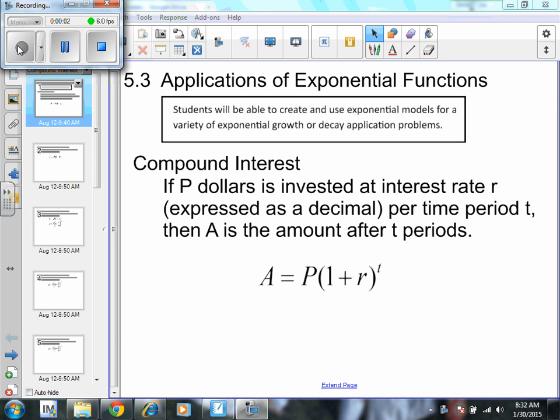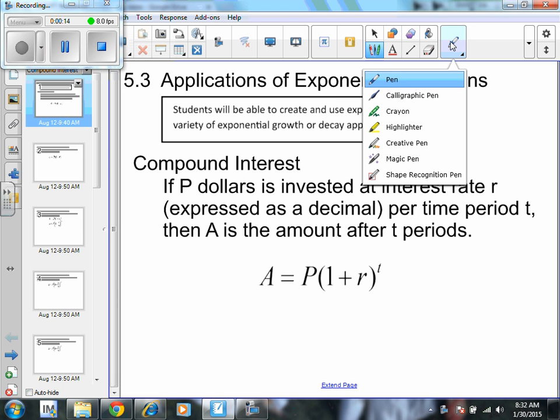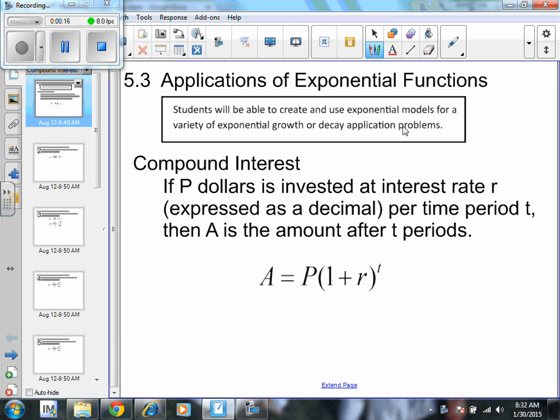Okay. This is pre-calculus notes on section 5.3, applications of exponential functions. Today's lesson is on, hold on, wait for it, compound interest.